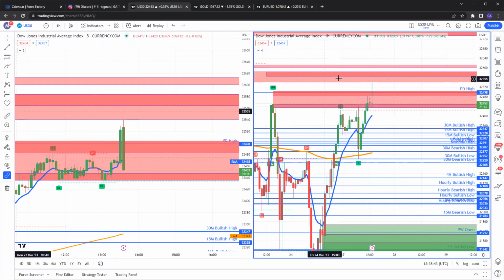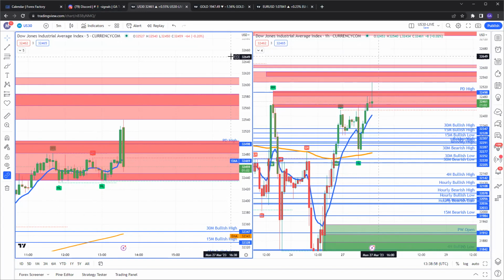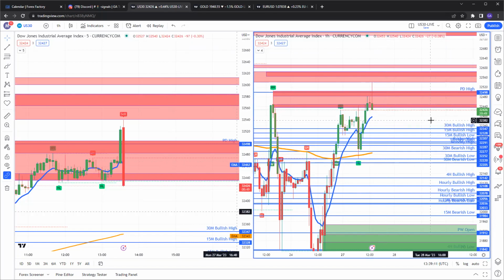Normally we use the 200 EMA, the 9 EMA, and then we have those other two indicators, the GA Trading Club High Low Plus Trend and the GA Trading Club 3-level semaphore indicator, that I give everybody access to. If you filled in that Google form by this morning, you should have gotten it. So hourly, US 30 is bullish.